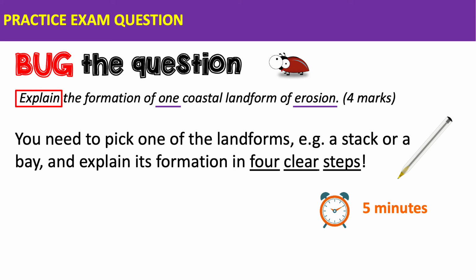In paper 2, which is what we're focusing on now, component 2, you need to explain the formation, for example, of a coastal landform, and you have to do this in 4 clear steps. So don't let that trip you up. Make sure it's clear. 4 clear steps. Go back in your learning from this lesson. No harm in that. There's no cheating going on.